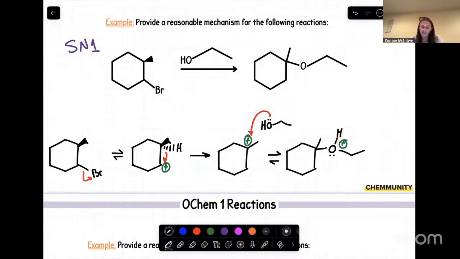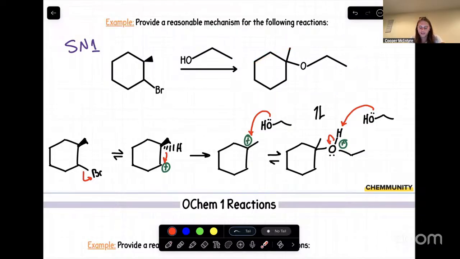So what we need to have happen is an acid-base reaction. And keep in mind, I know that on paper it looks like we have one molecule of ethanol, but when we're undergoing this reaction in lab, there's a whole bunch of ethanol molecules. So an ethanol molecule can actually act as a weak base, and it will steal that hydrogen. And as we steal this hydrogen, the electrons between oxygen and hydrogen will fall back onto oxygen to make a neutral, and we now have our final product.